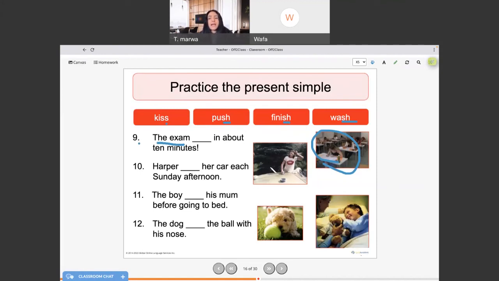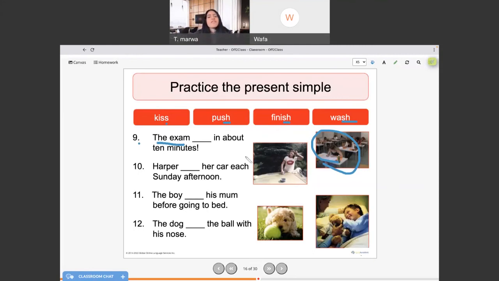Push means I push somebody. I push him. Okay. Push.